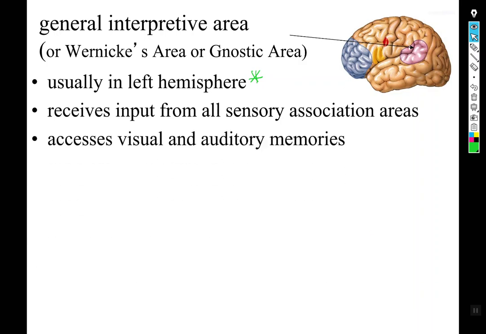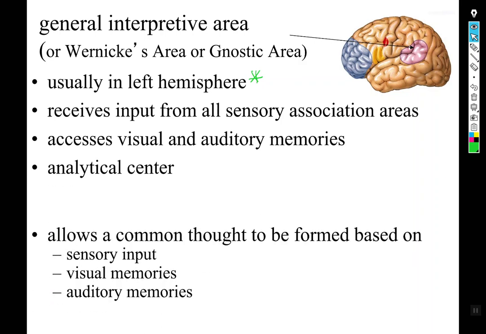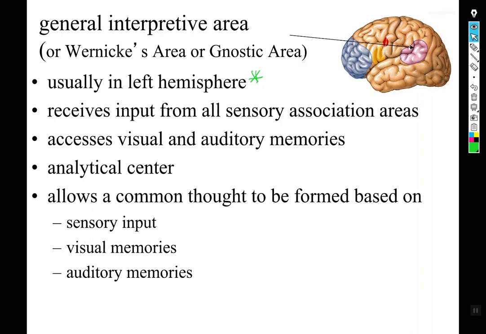It also is robustly connected to places where auditory and visual memories are stored, and it's capable of performing analysis of them. So this allows a common thought to be formed based on sensory input, visual memories, and auditory memories.